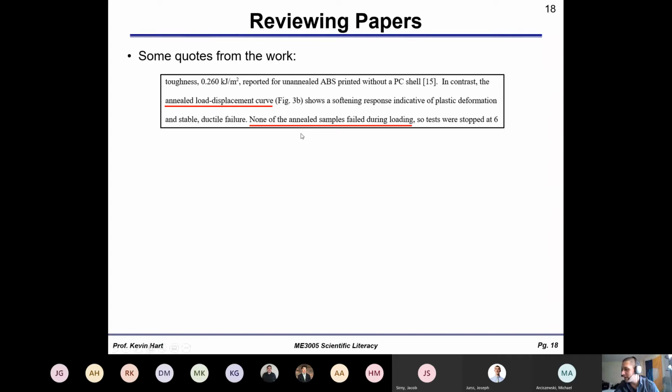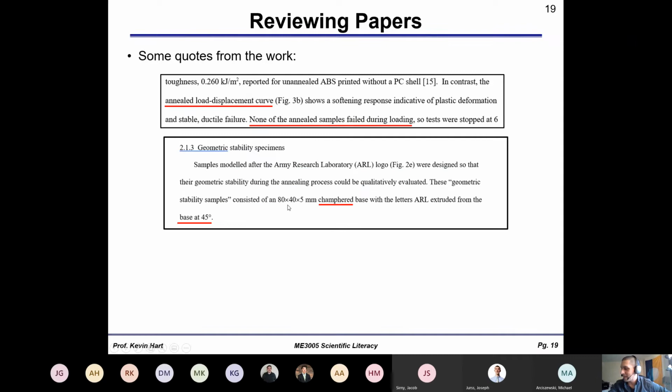Continuing: "None of the annealed samples failed during loading." Well, this here is a little more subtle. "None of the annealed samples failed during loading, so tests were stopped." Again, it's sort of a control situation here. You need more additional information to make some conclusions.